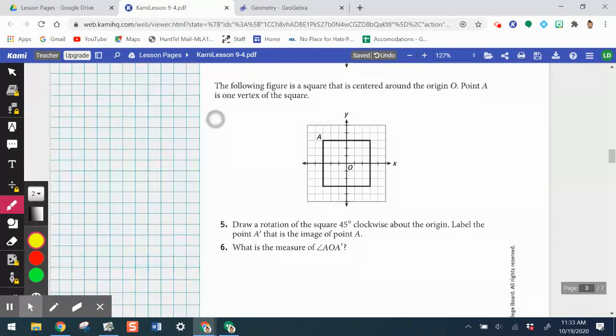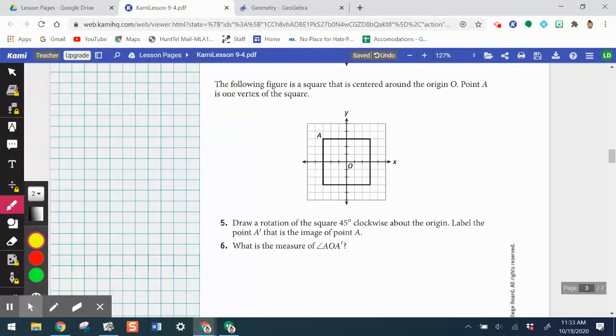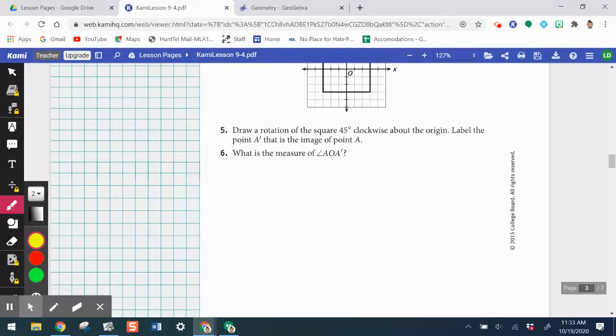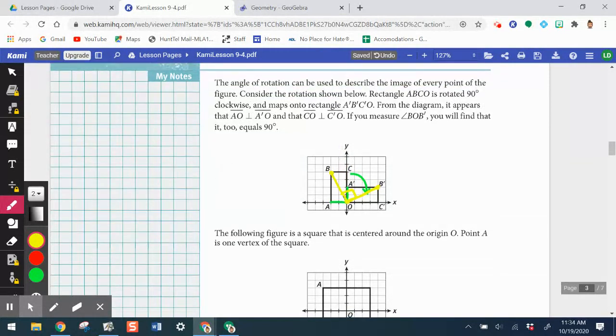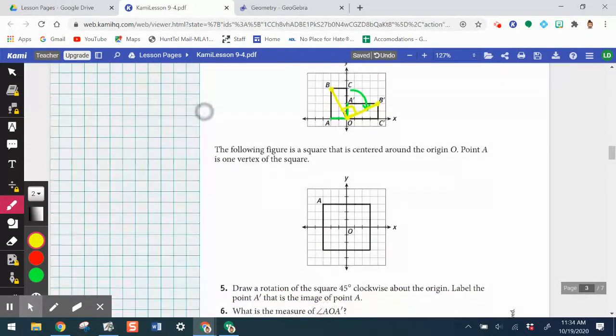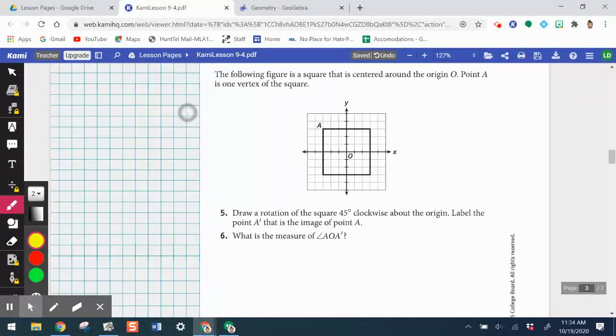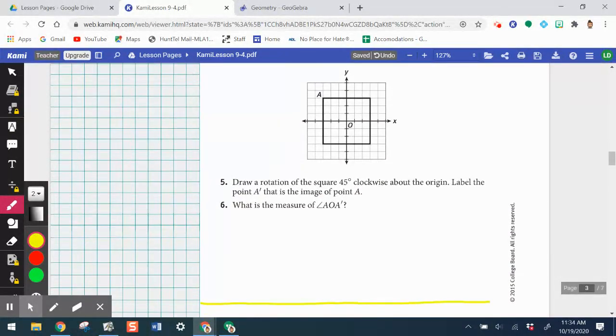So with that in mind, the following figure is a square that is centered around the origin O, and point A is one vertex of the square. If you would, go and draw a line at the bottom of your page and answer items 5 and 6 using this concept in mind, how we can connect corresponding points to the center of rotation to then observe the angle of rotation. So pause the video, try to complete 5 and 6 before playing through.